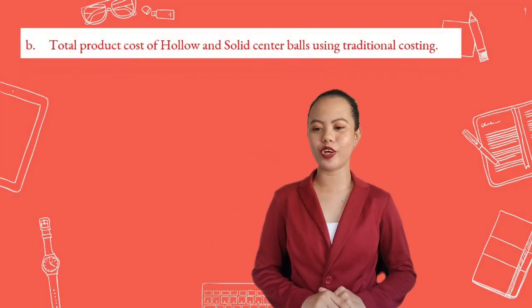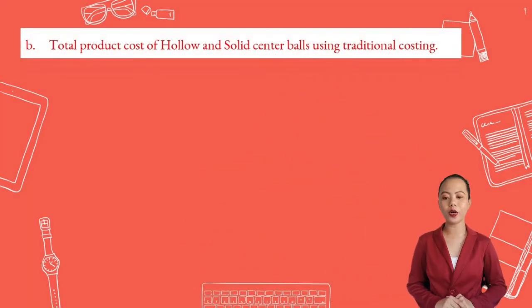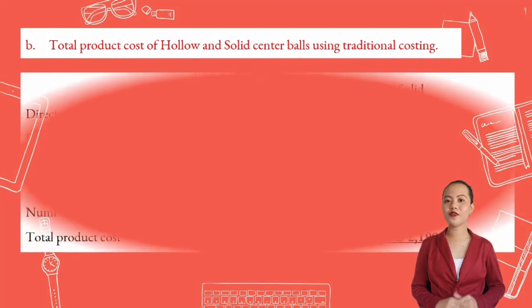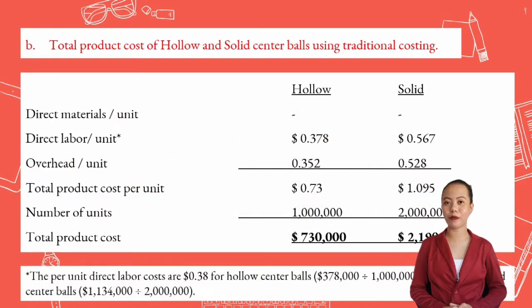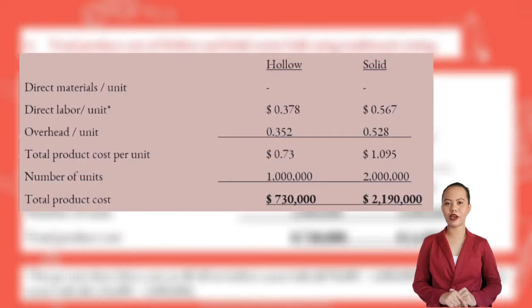We need to compute the total product cost of hollow and solid center balls using traditional costing. So this is very simple, guys. We just have to remember this format and then put in their corresponding amounts. First is the direct materials per unit, then the direct labor per unit, the overhead per unit, and then the sum of those three is the total product cost per unit. Next, we need to multiply this by the number of units, and then we will derive the total product cost. Then we just have to sum up everything.